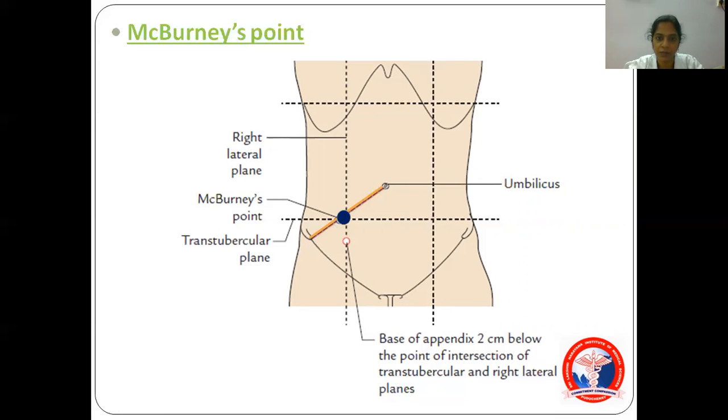What is the importance of McBurney's point? This is the most important landmark. When you compress this point, the patient with appendicitis may feel pain, tenderness. Tenderness at McBurney's point indicates an inflamed appendix. Surgically, McBurney's point is very important. In this picture, you can clearly see McBurney's point and the base of the appendix 2 centimeter below, at the right lateral plane and the transtubercular plane. Any doubt up to this? Shall we continue?